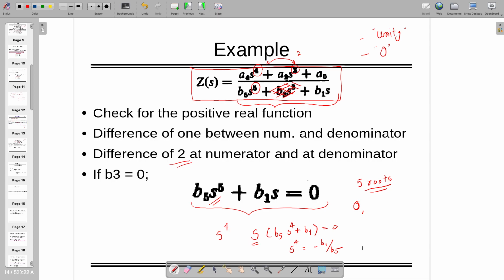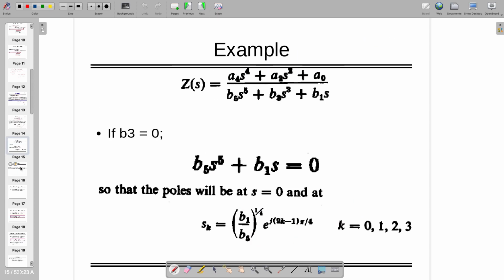Now, if it is a square, you know how to do it. If there is some n number, there is a direct equation. I don't know whether you remember or not. In such cases, with respect to angle, you will have all the values: e raised to j (2k minus 1) pi by 4. So this is the equation through which you can find all the roots.